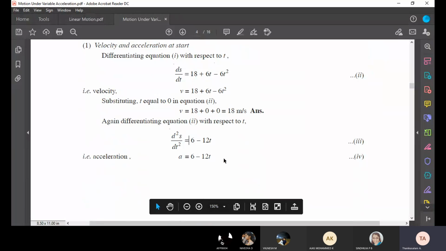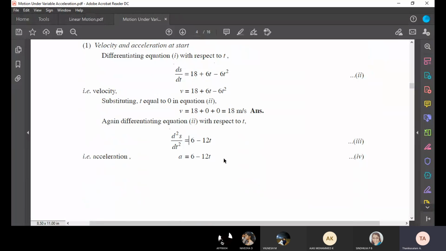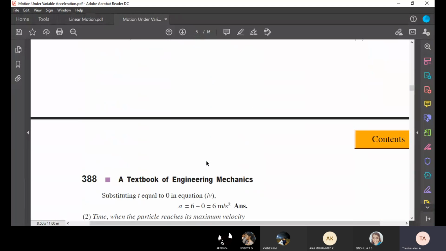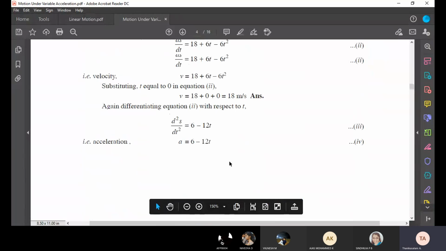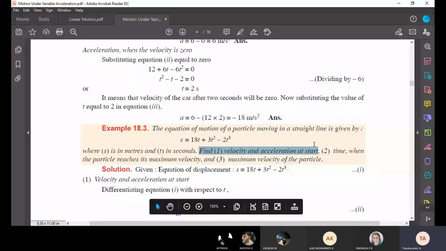At the starting, they are asking acceleration. At the start means what? Time t equal to 0. Therefore, a equal to 6 minus 12 into 0. Therefore, a equal to 6 meter per second squared. That is the first aim over. Students, first aim over. Very simple question.